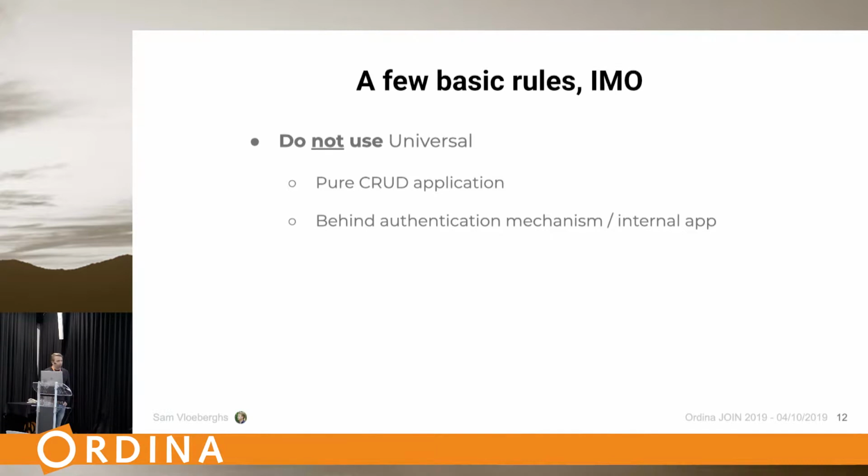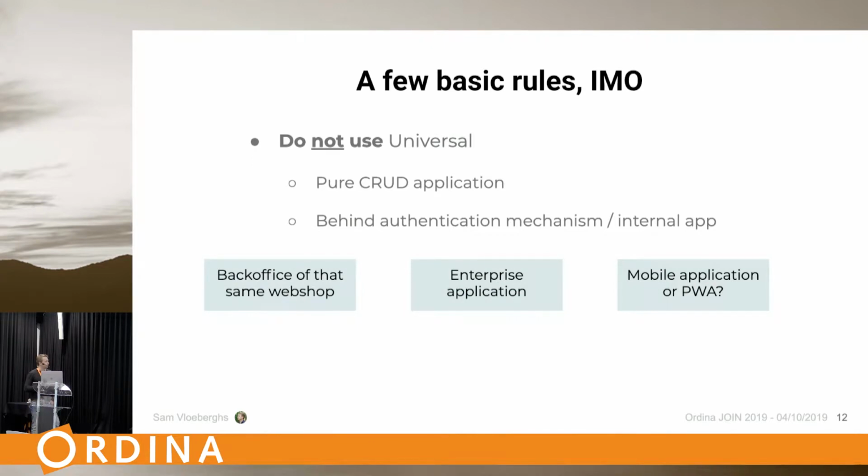So when would you not use Universal? When your application is a pure CRUD application, or when it's behind an authentication mechanism, so when it's an internal application. For example, a back office of that same web shop that I mentioned before, an enterprise application, or perhaps a mobile application. When you use a mobile application or a progressive web app, there are other optimization techniques like offline caching, but you could still consider, if you really want, to pre-render the pages of your mobile application on the server.